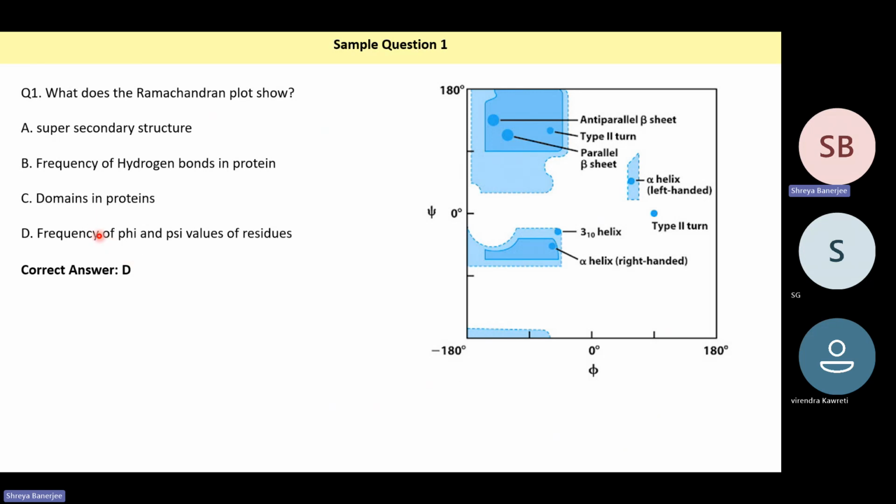So definitely it is showing the frequency of phi psi values in the residues. It is not super secondary structure because it's only the secondary structure. It has nothing to do with hydrogen bond, and it has nothing to do with domains. If you remember, domains are basically what make up the quaternary structure. So this is only about secondary structure, so it has nothing to do with domains. So the correct answer is D, that is the frequency of phi psi values of the residues.